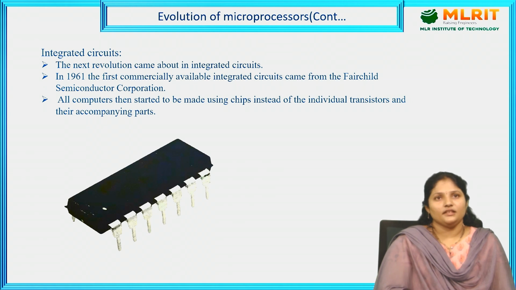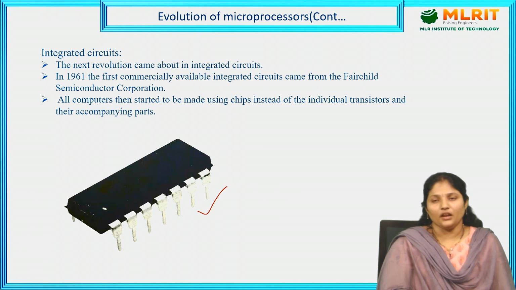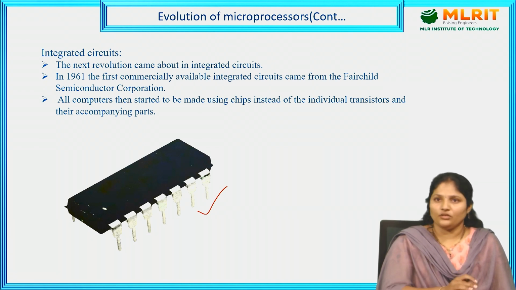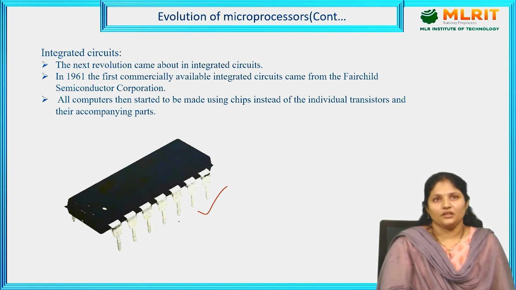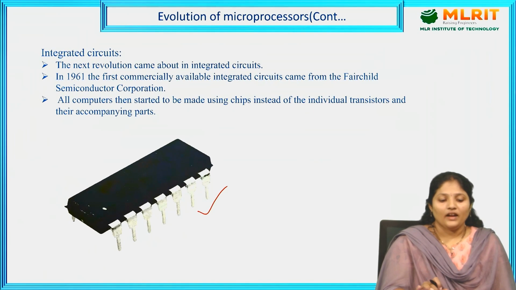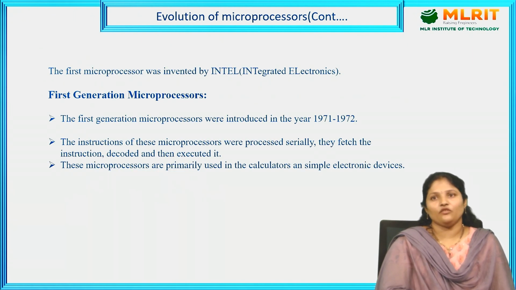Next comes the integrated chip. The microprocessors we use nowadays are always in the format of ICs, integrated chips. Integrated chips were invented in 1961. An IC is a semiconductor chip in which many semiconductor components can be integrated into a single chip. All computers then started using integrated chips. Now, coming to the generations of microprocessors: there are actually 5 generations. What is the first generation of microprocessor?